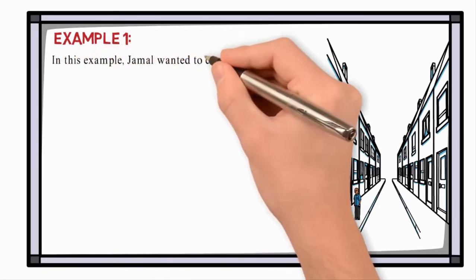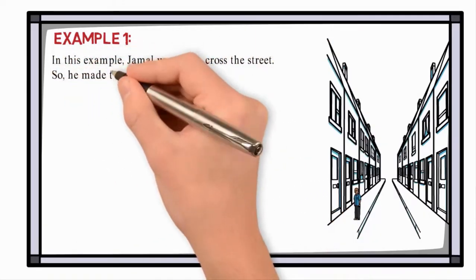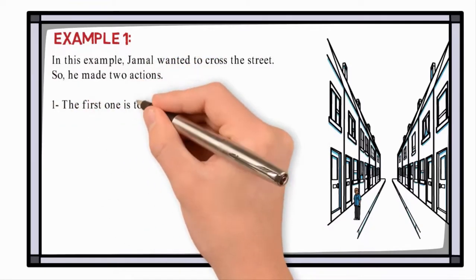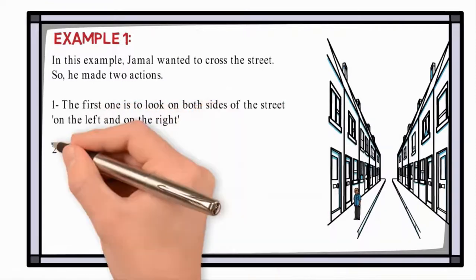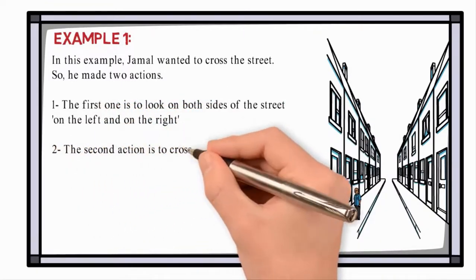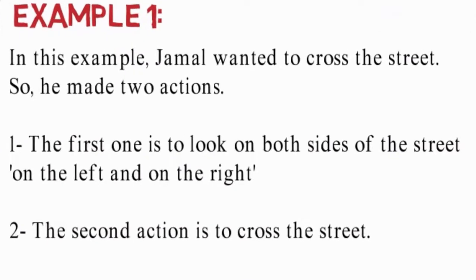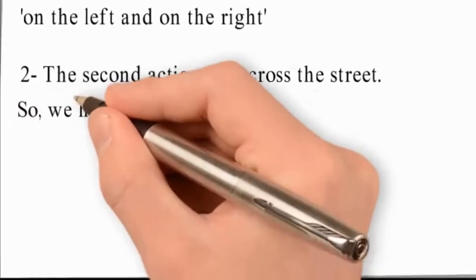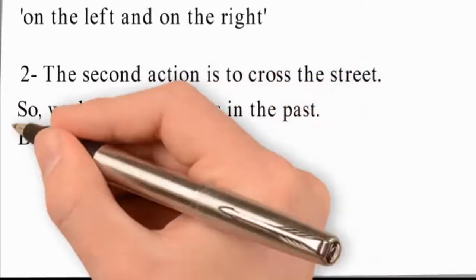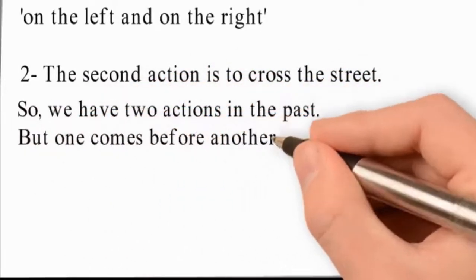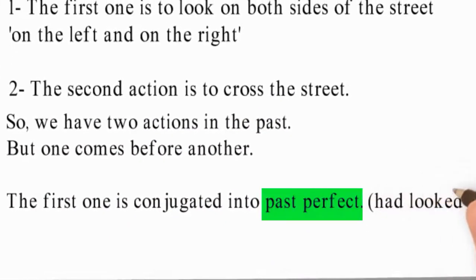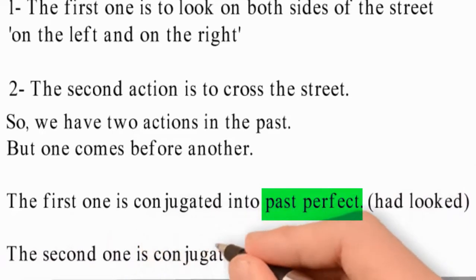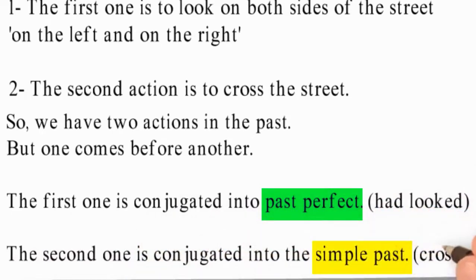In this example, Jamal wanted to cross the street, so he made two actions. The first one is to look on both sides of the street, on the left and on the right. The second action is to cross the street. So, we have two actions in the past, but one comes before another. The first one is conjugated into past perfect, had looked. The second one is conjugated into the simple past, crossed.